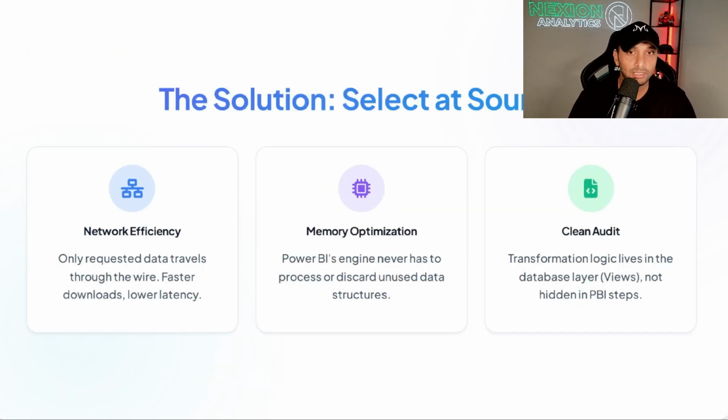Now, I personally say to select it at source, which means you define exactly what you need before it even touches Power BI. This gives you three massive advantages. You have network efficiency, which means you only download the exact data required. You have memory optimization, so the Power BI engine never has to process the junk. It doesn't even look at it. You have clean audits. Your logic lives in a database and not hidden in a click step like DataView.